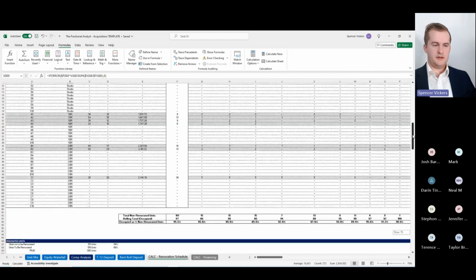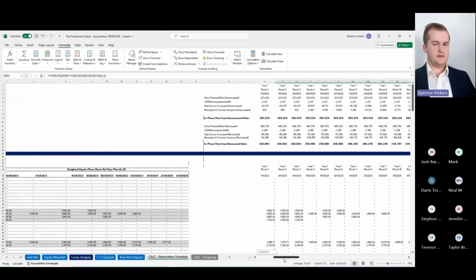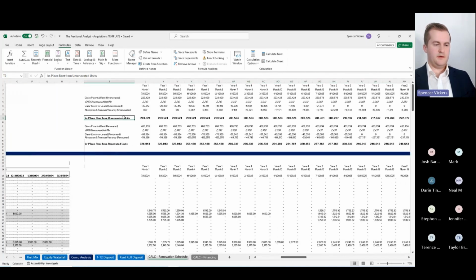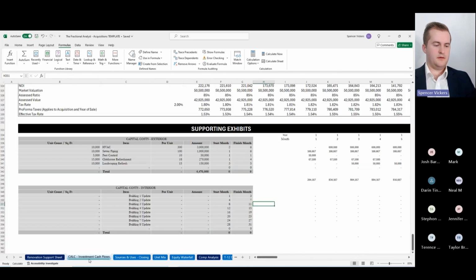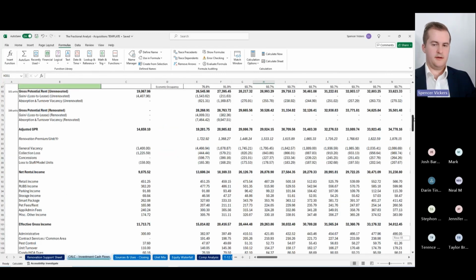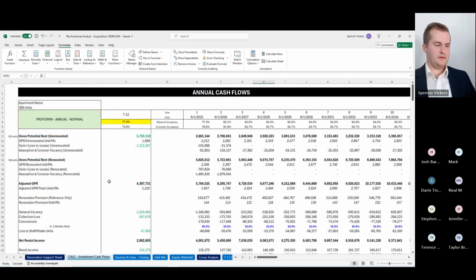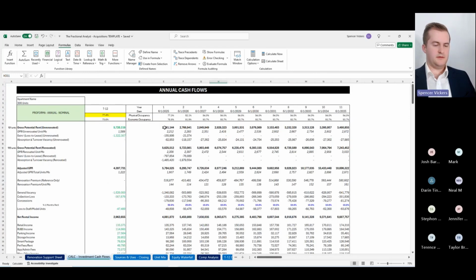So all of that information synthesizes to here to give you your rent from unrenovated units and then your rent from renovated units. And then all of that pulls into your calculations on the investment cash flows and gives you your pro forma.